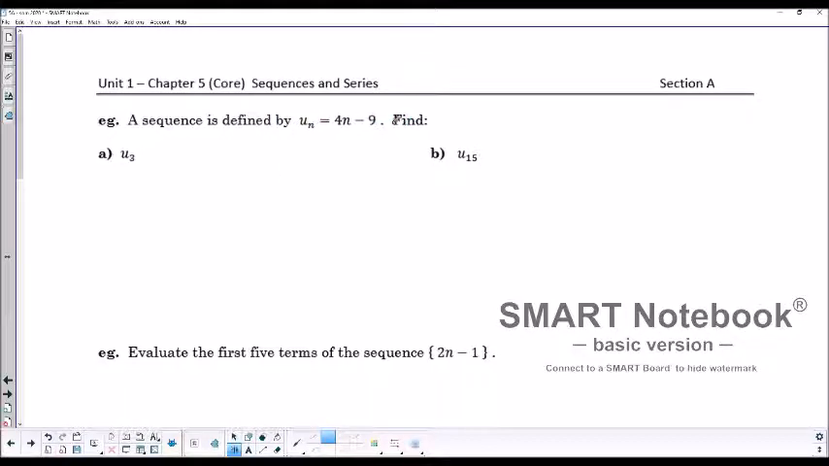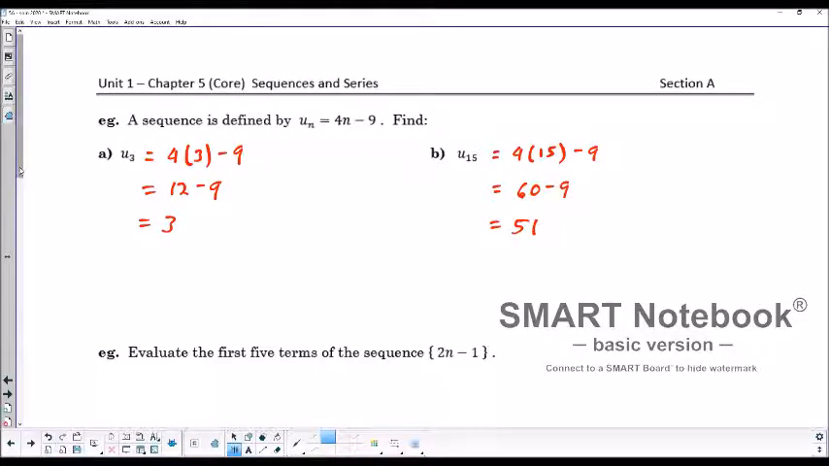Oh, big surprise, we saw that before. And u sub 3, we have to find u sub 3. Okay, so that's going to be 4, we substitute 3 in for n, subtract 9. So we got 12 minus 9, which is 3. So the third term is 3. U sub 15, so the 15th term, we got 4 times 15 minus 9. 4 times 15, try to do that in your head without your calculator, please. 4 times 15 is 60, minus 9 gives us 51.